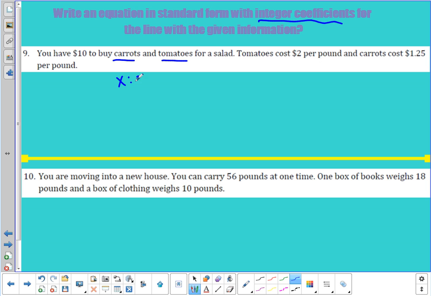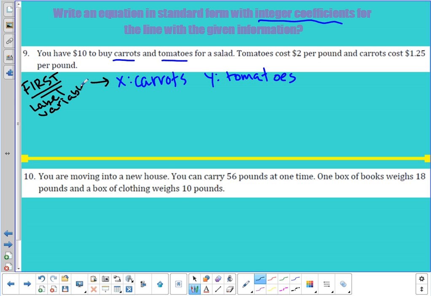I'm just going to call x carrots and y tomatoes. Some of you may have chosen to do vice versa. It wouldn't matter. It means the same thing. So as long as you tell me which one it is, as long as you label them, notice that that's the first thing that I do. So that's a little note you need to write yourself to remind yourself. First, label your variables. Okay, we're going to have that a lot this year.